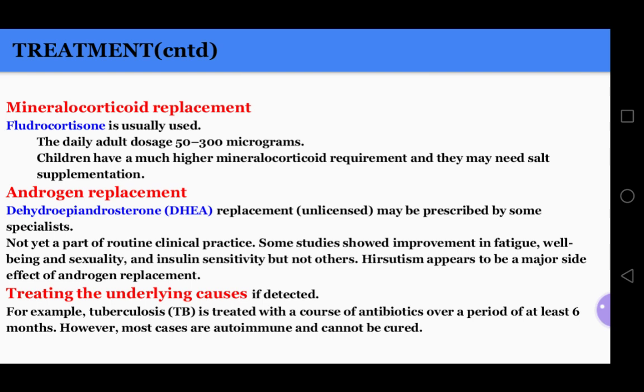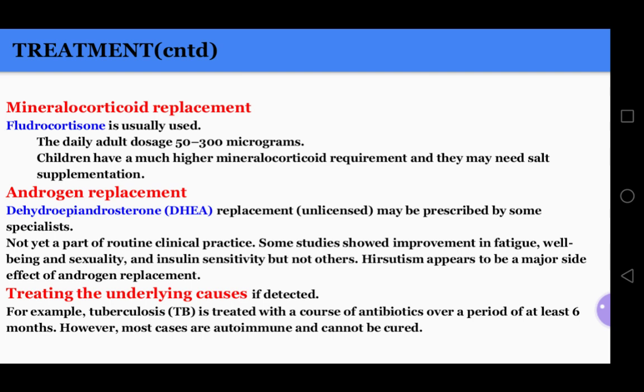Mineralocorticoid replacement, fludrocortisone is usually used. Usual adult dose is 50 to 300 microgram. Children have a much higher mineralocorticoid requirement and they may need salt supplementation as well.